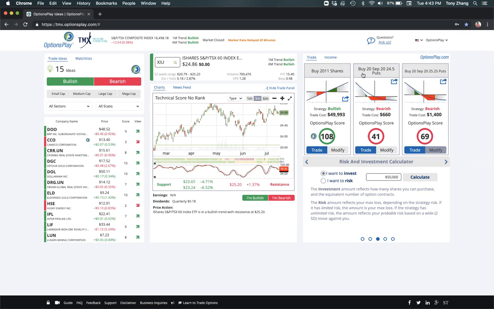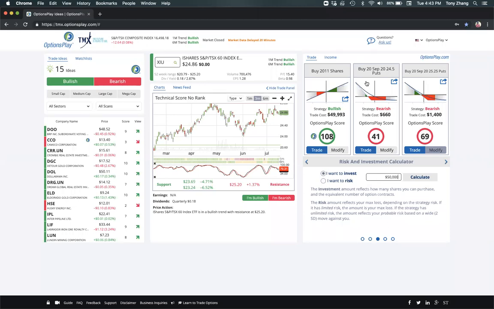Here I'm going to buy 20 contracts of the catastrophic insurance, which will cost me $660, and I will buy 20 contracts of the comprehensive insurance, which will cost me about $1,400. So notice that the comprehensive insurance is almost double, or roughly double, the cost of the catastrophic insurance.